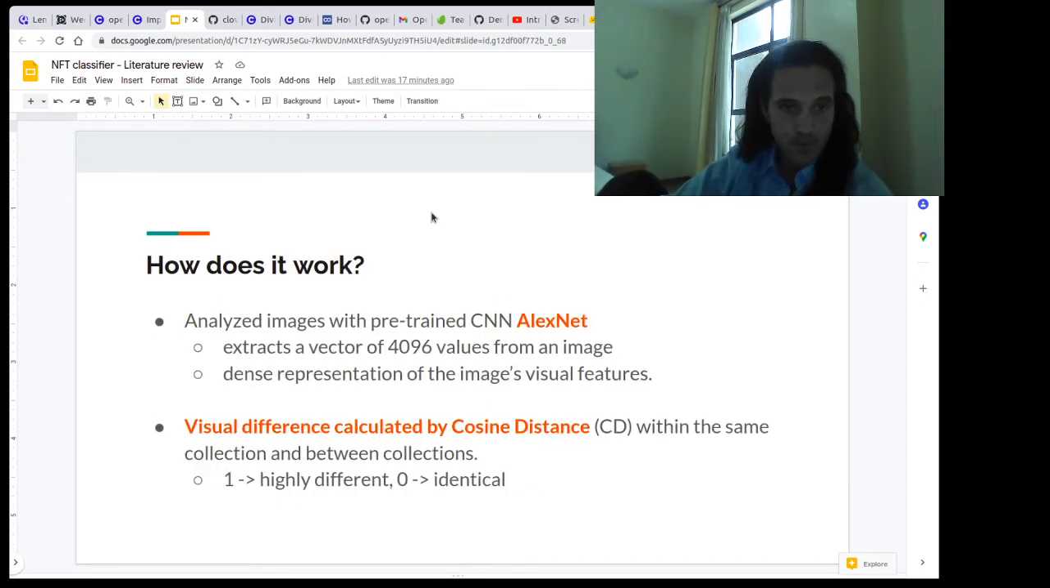How does it work? Well, the authors have been using the pre-trained CNN AlexNet to analyze NFT images, extracting a vector of 4,096 values for each image, giving a dense representation of the images' visual features. The visual differences are calculated by cosine distance within the same collection and between different collections, where 1 means that the two images are highly different and 0 means that they are identical.